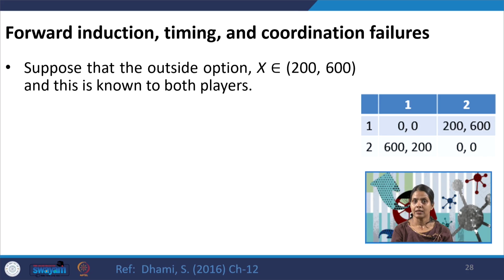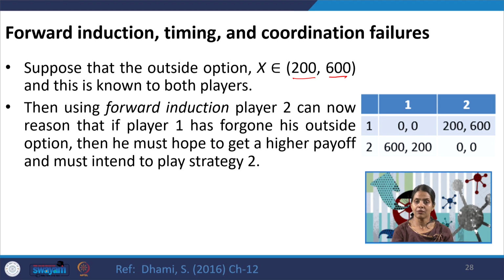Suppose that the outside option x belongs to this interval 200 and 600, both exclusive, and this is known to both players. Then, using forward induction, player 2 can now reason that if player 1 has foregone his outside option, then he must hope to get a higher payoff and must intend to play strategy 2. So, we begin from here, and then there is x.